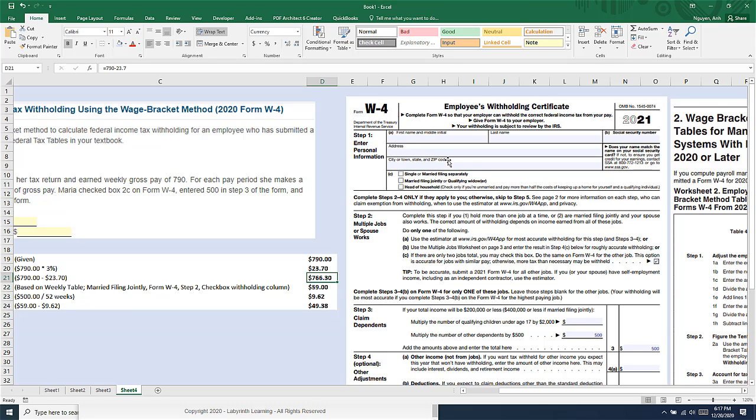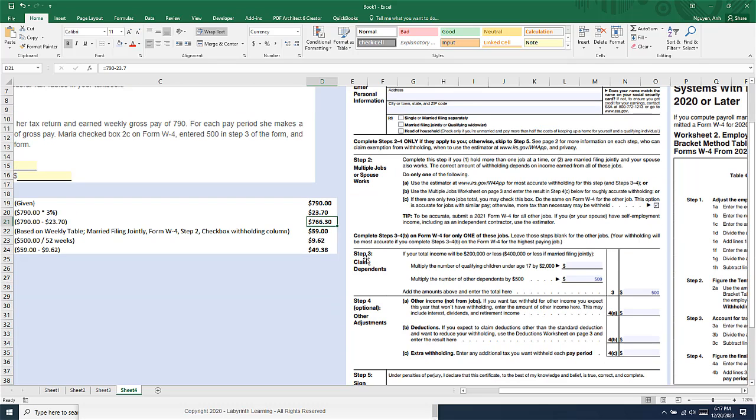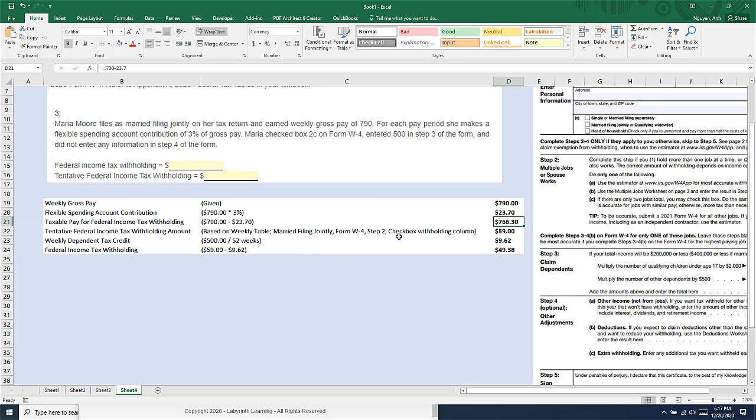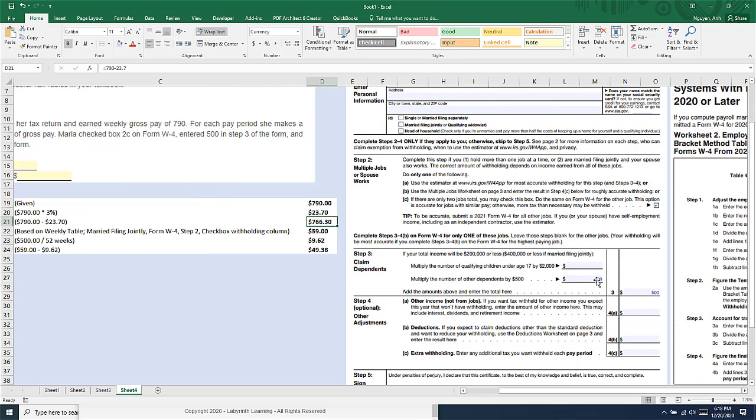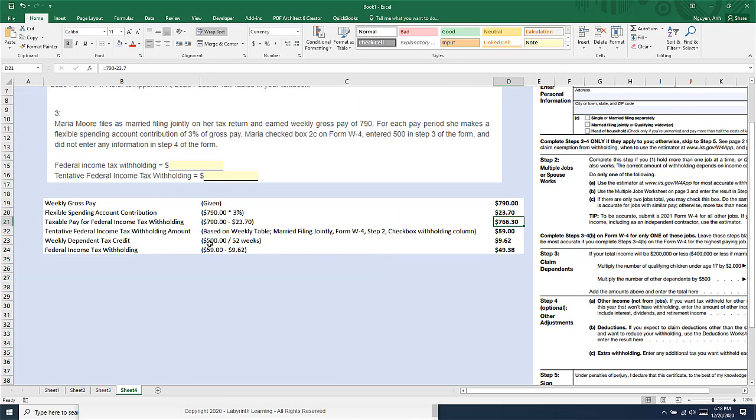Let's go back on Form W-4 here. Step 3 of Form W-4, as given in the problem here. Maria entered 500 in Step 3 of the Form W-4. She entered 500 here. And so that has a tax implication. What is the tax implication? Well, 500 divided by 52 weeks, because remember that this is weekly pay.